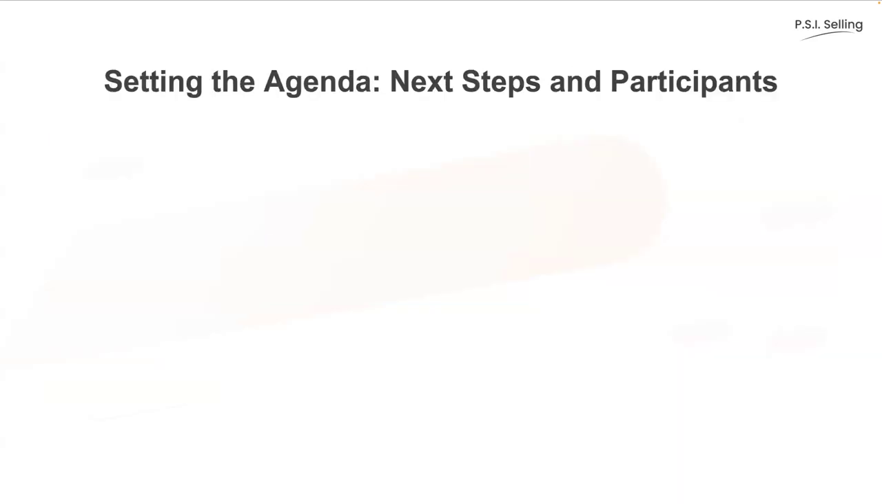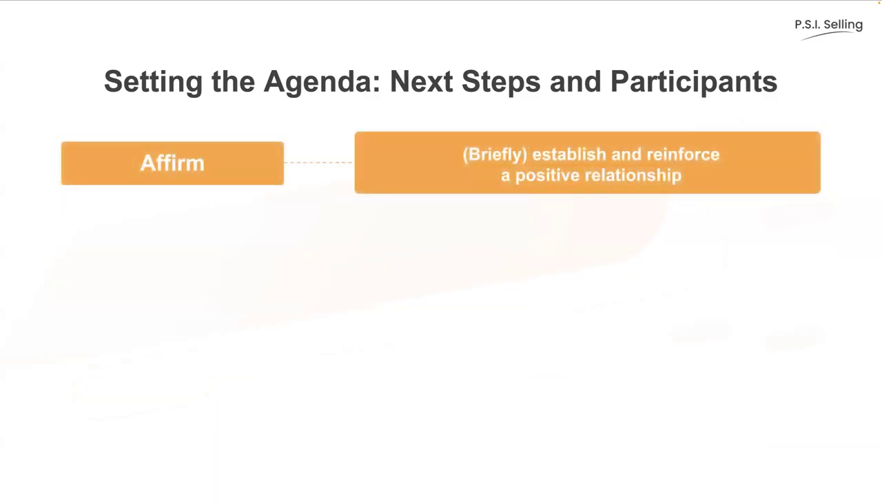Now, the other thing we're trying to do is to set the agenda. And so a really key part of that is to agree on next steps and agree on the right participants for those next steps. So typically, we want to start by affirming and establishing our relationship. Of course, you want to be on friendly terms with the prospect. Don't over-index on relationship building, especially at first, because at the end of the day, it is a business relationship, and you probably don't know each other that well. But it is good to have a positive, trust-inducing tone.